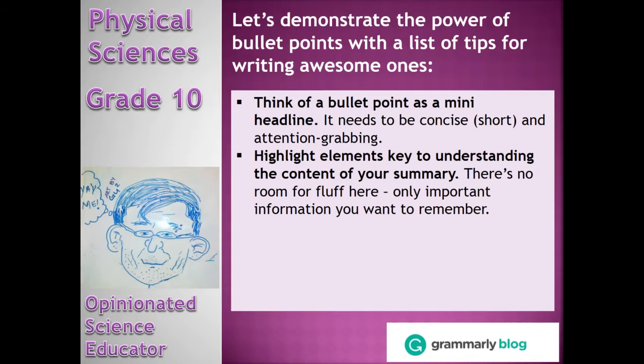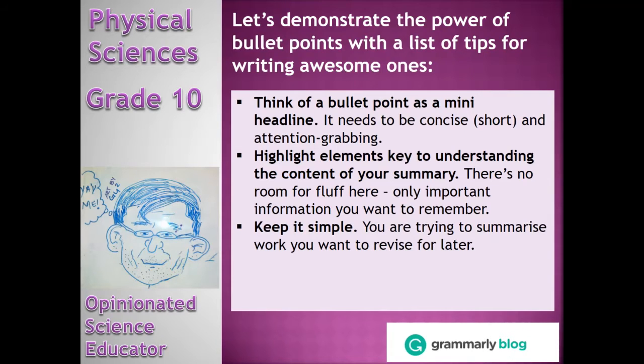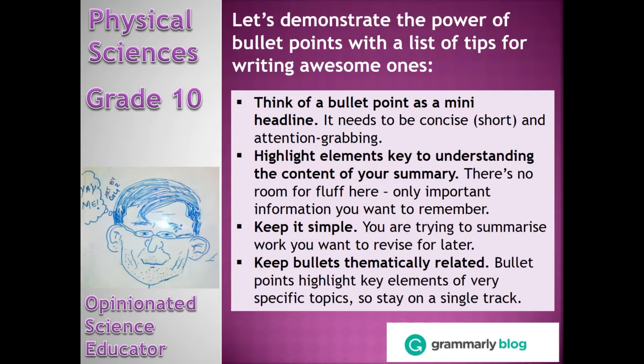Highlight elements key to understanding the content of your summary. Don't add extra fluff here, only what's important and what you want to remember. Keep it simple. You're trying to summarize work you want to revise for later. Don't make it complicated. Keep the bullet points thematically related. In other words, a bullet point for chemical change must be about particles. A bullet point for physical change must also be about particles. So keep your points on track. Stay on topic.